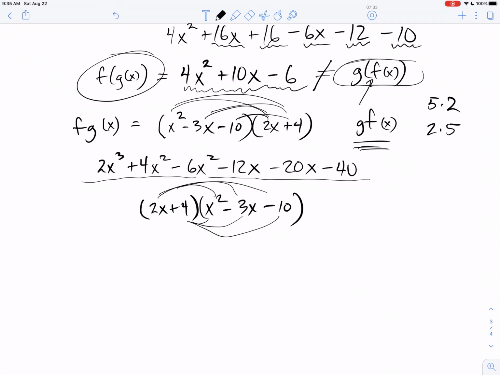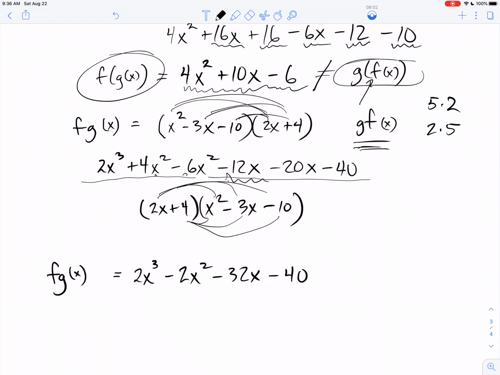So how do we be polite mathematically? We write them in descending order. This guy is the highest power. He goes first, no matter which way. 4x squared, take away 6x squared, that's minus 2x squared. And then let's put these parts together. Minus 12x minus 20 more is negative 32x, and then minus 40. And this would be called FG of x.